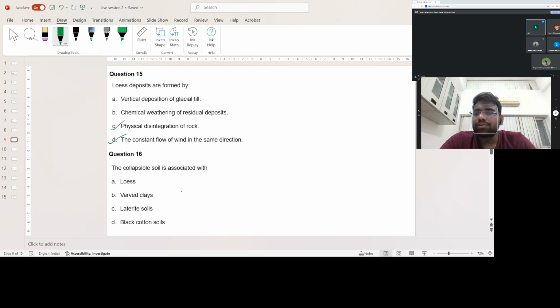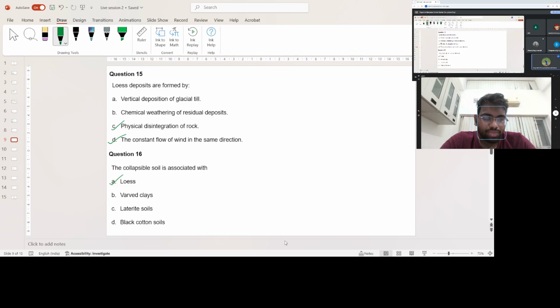Yes. The collapsible soils are loess, because they are weakly cemented. Option A. The most problematic will be black cotton obviously, due to their swell strength properties. But if you consider the other options, what are warped clays? Stratified deposits of silt and clay. Why do they occur? They occur in lakes due to seasonal changes in water with respect to climate.